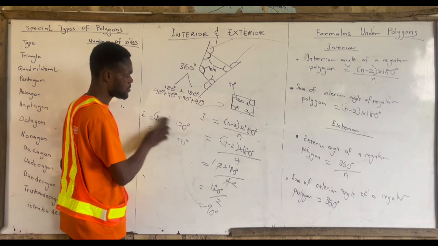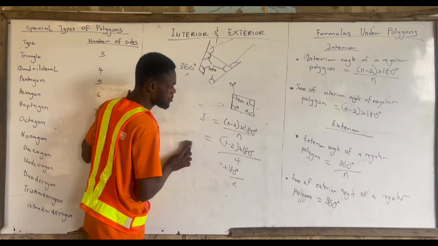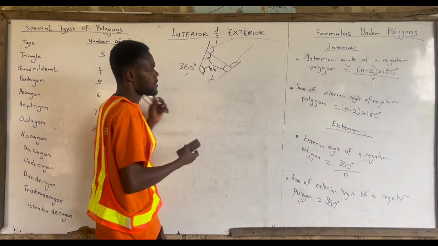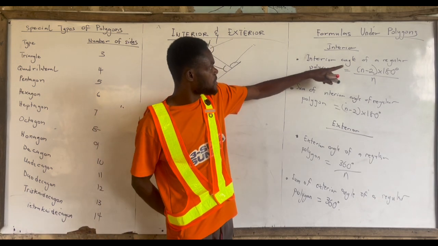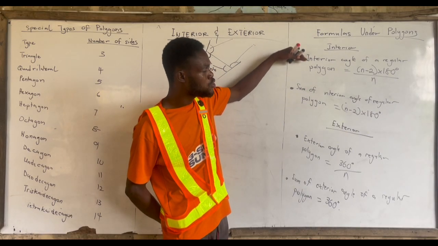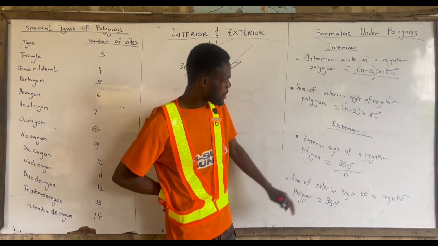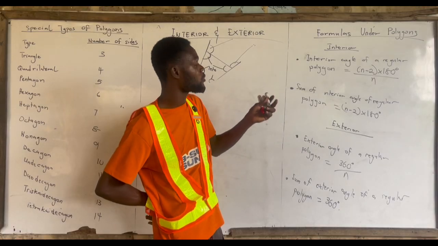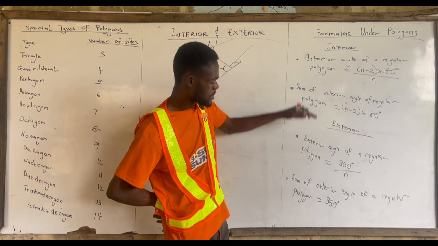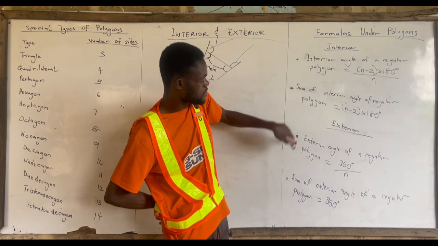Cool. Let's move on to the questions. Basically, the interior angle formula is for a regular polygon. You can only use it for a regular polygon. Yes, the exterior angle of a regular polygon, you can use this one. But for any polygon, whether regular or irregular, the sum is the same thing. The sum of interior angles is the same thing. The sum of exterior angles is also the same thing. But for the first one, there's no way it's going to be the same thing.